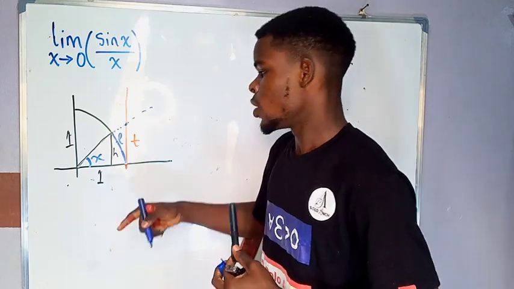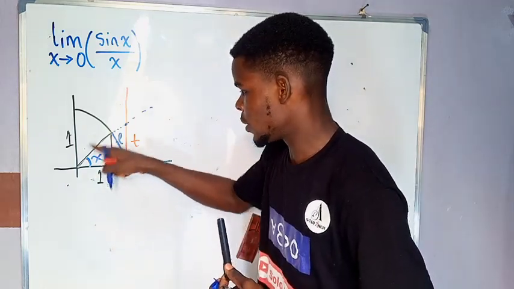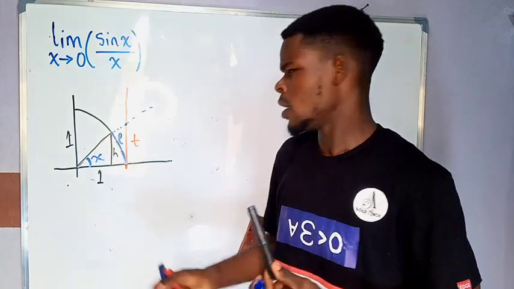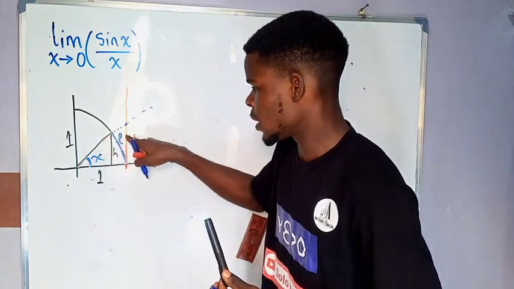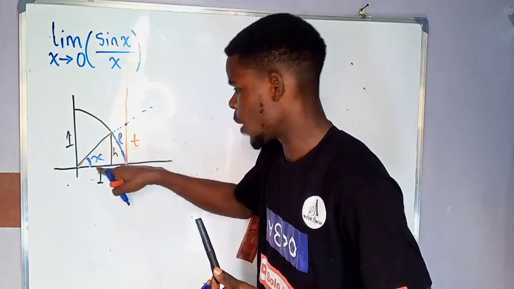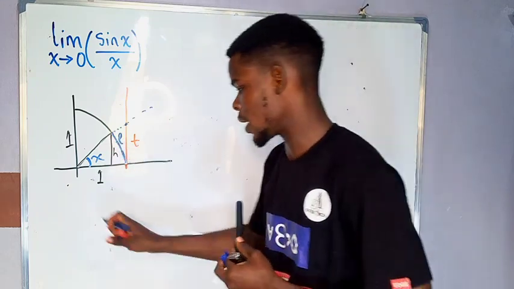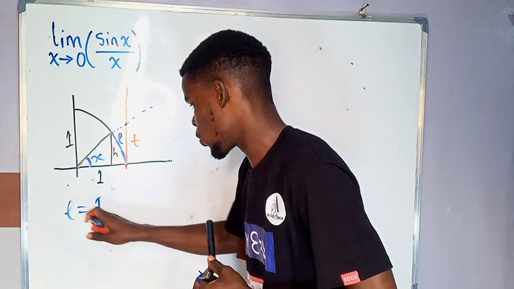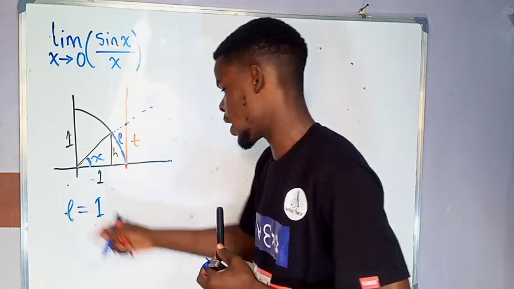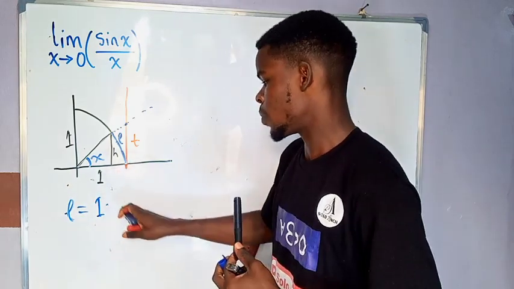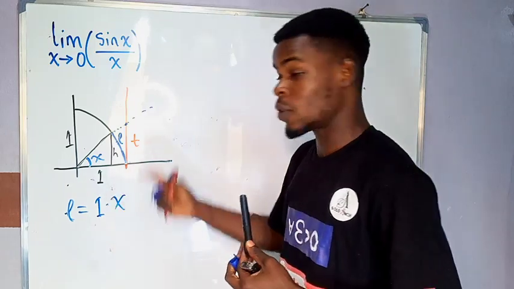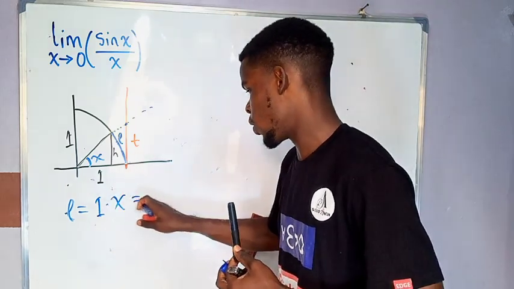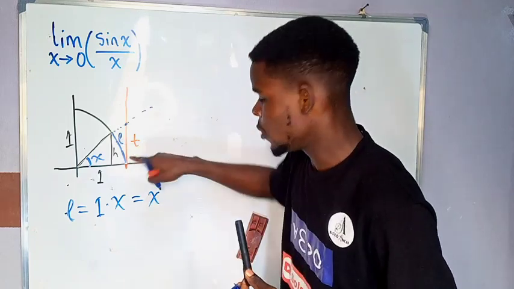When you have a circle with a certain arc, the radius bounding the arc times the angle that produces the arc will give us the length of that arc. In other words, L will become the radius, which for this unit circle is 1, times the angle that subtends the arc, that is x. So we have this length to become x.